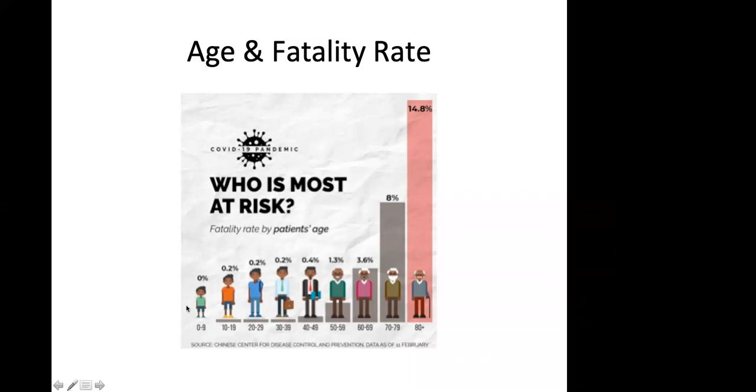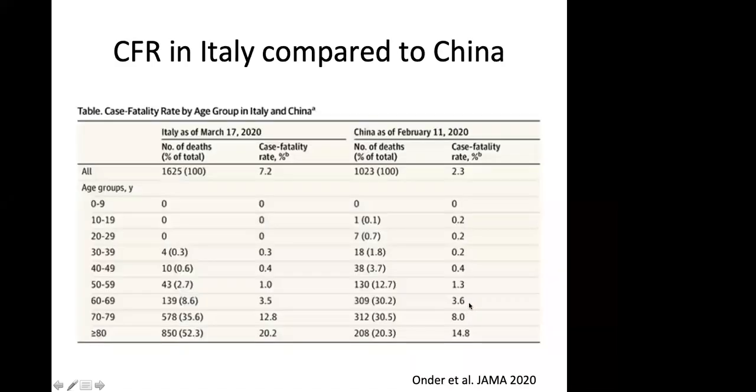And so again, this is a nice illustration of fatality rate by patient age. You can see it's virtually 0% or close to 0 in young children. And then it starts going up as soon as a patient is above 50 years of age. And then it reaches a high mortality rate in those above 80 years old.